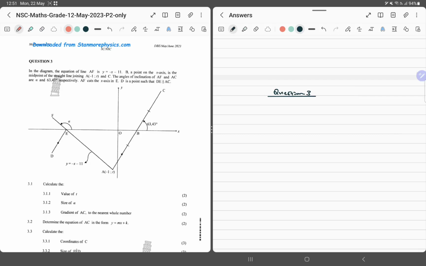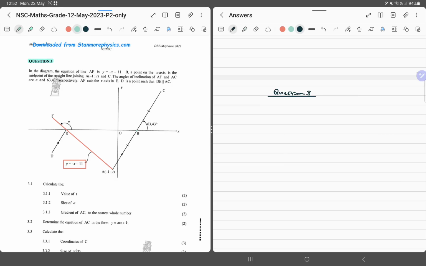Now this is the section where easy marks are, but some difficult questions are also there. All right, so we're told here in the diagram the equation of line AF. Where is AF? There is our AF. The equation of the line AF is minus x minus 11. So it's already indicated for us, so we don't have to struggle. Now P is a point on the x-axis. Where is point B? There is point B.